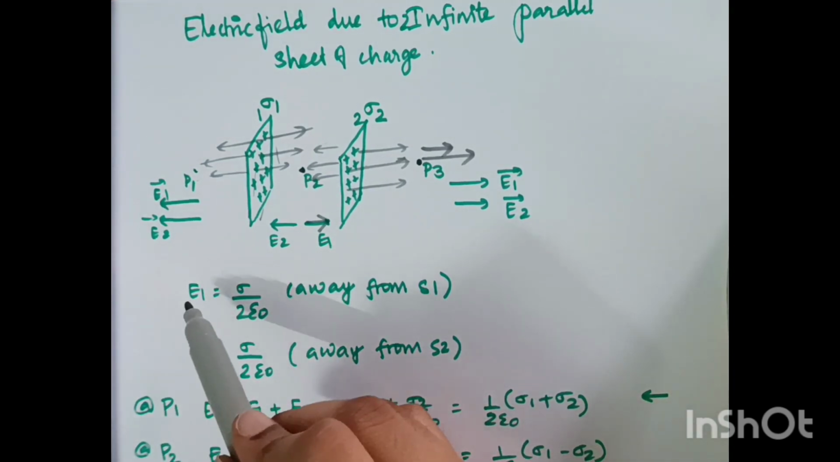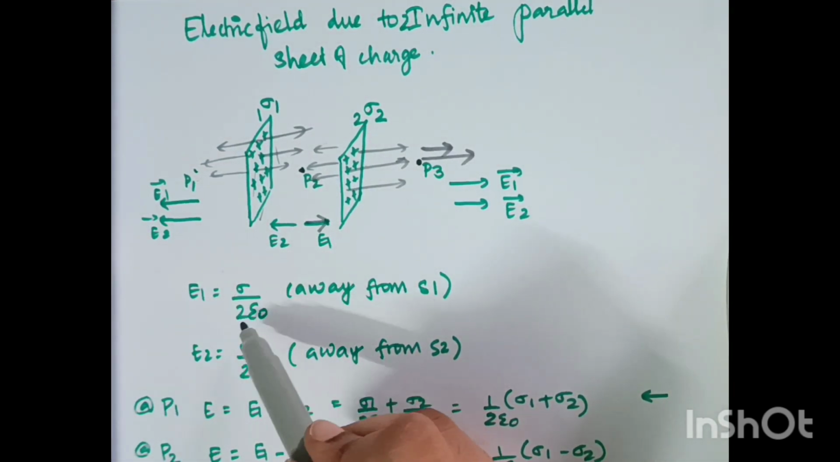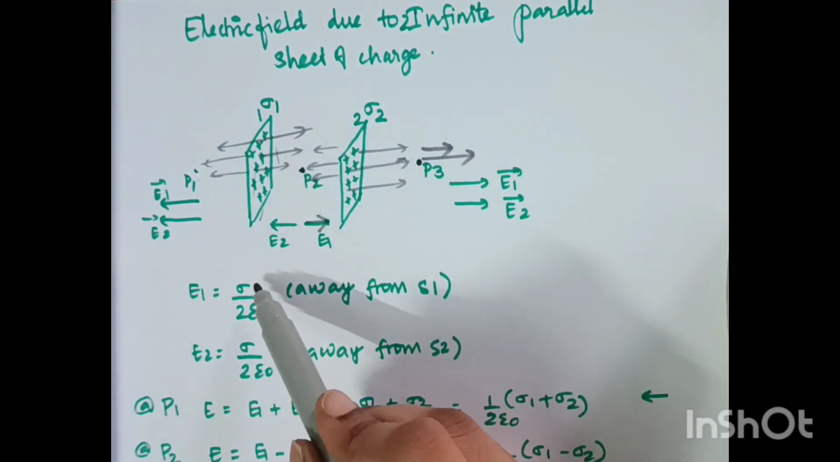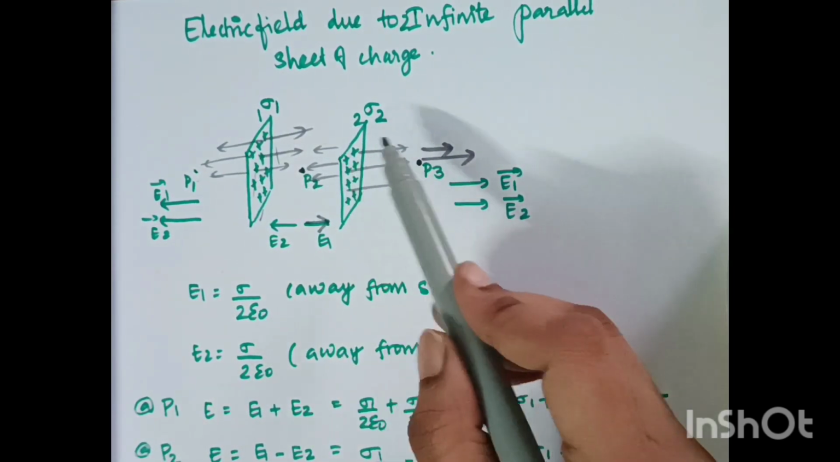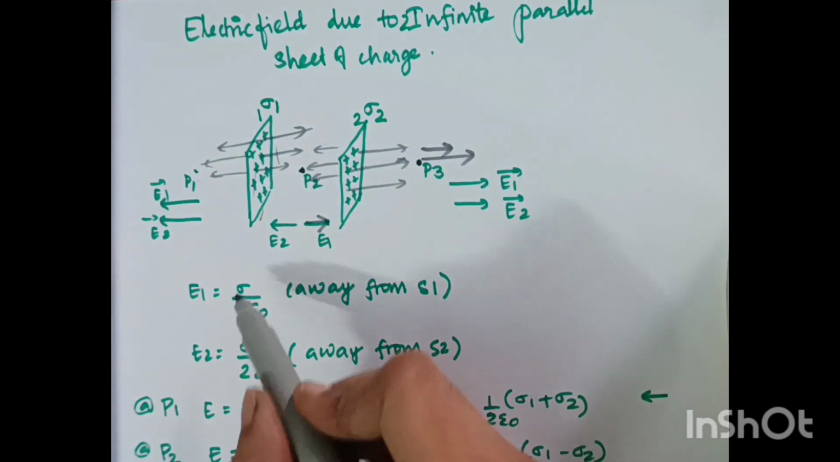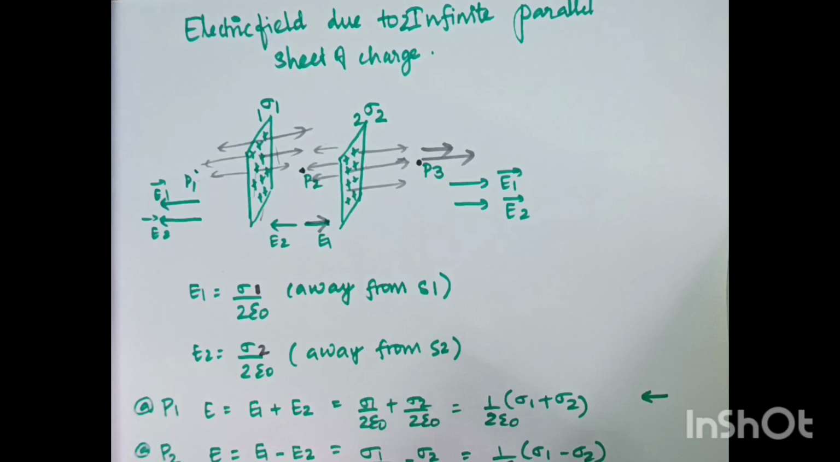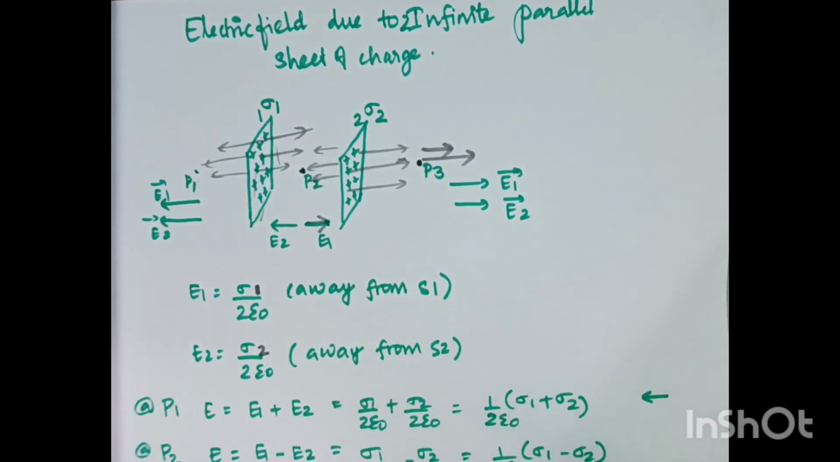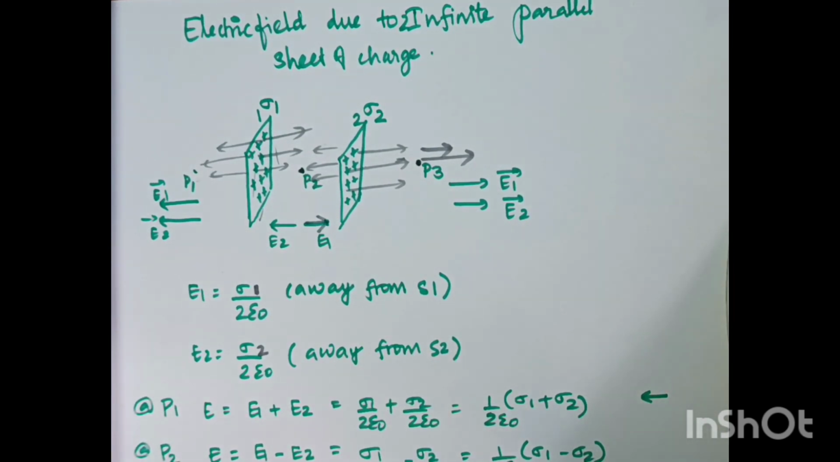Now let us see what E1 is. E1 is sigma by 2 epsilon naught. That is, we have seen the formula. The electric field because of sheet 1 is sigma by 2 epsilon naught, and the electric field E2 because of sheet 2 is sigma by 2 epsilon naught. So this is sigma 1, this is sigma 2. This is away from S1, this is away from S2. Yes, because these are positive charges, the electric field lines will be away from them. This point I have already discussed in the previous case.